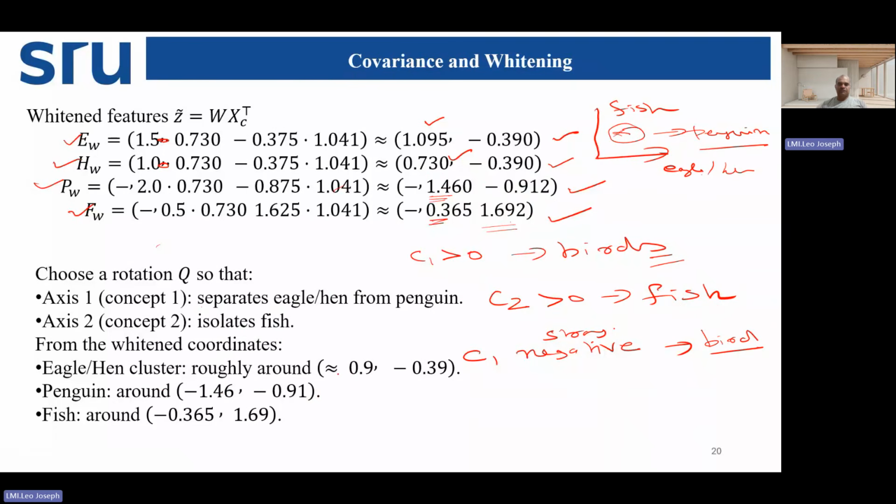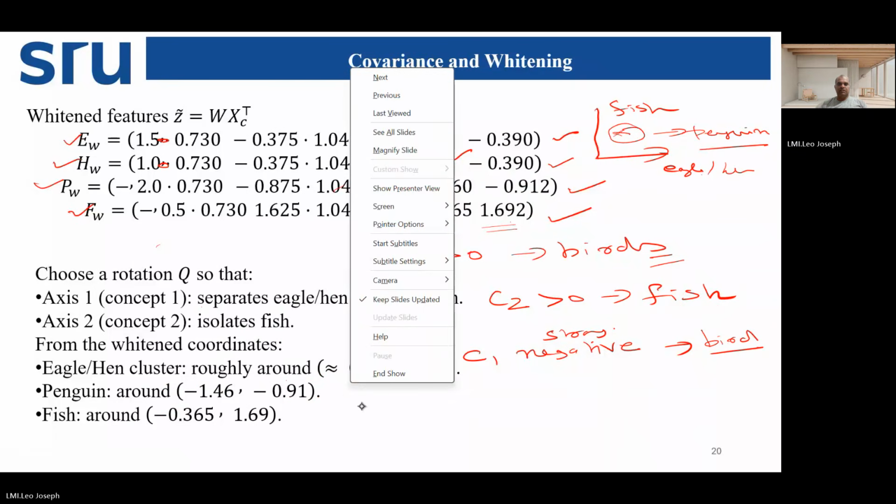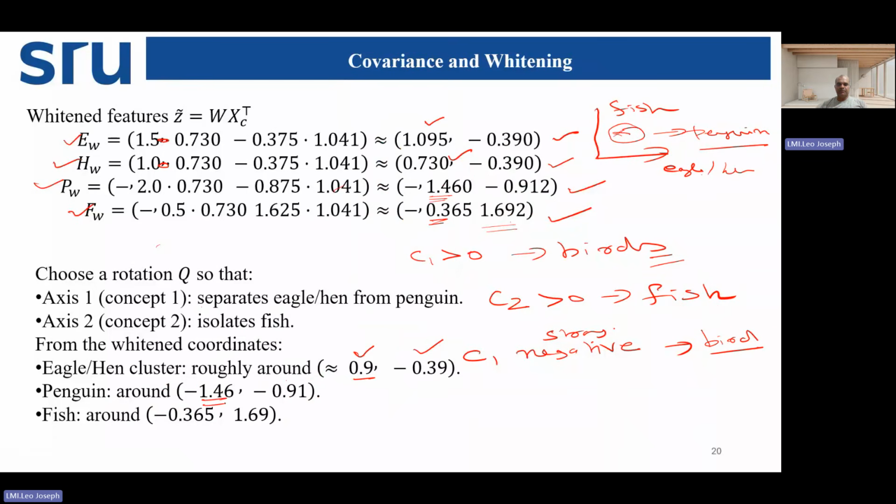So the cluster is roughly around 0.9 and minus 0.39, and penguin around 1. This is 0.9. How it comes is, you just add and take an average. You will get 0.9, and this will be 0.39. So approximately 0.9, so this is positive. Okay. And penguin, this is negative.